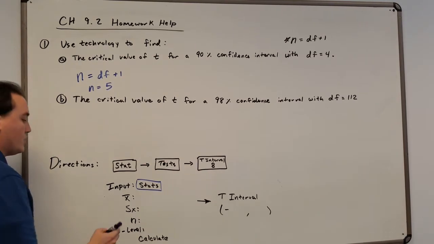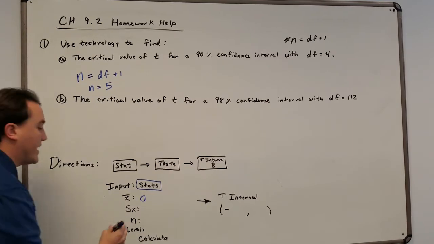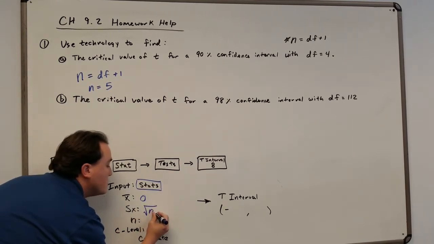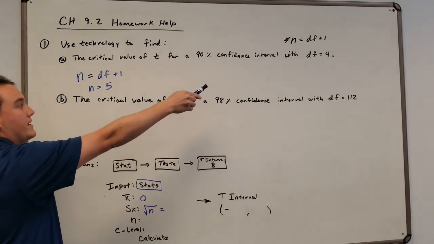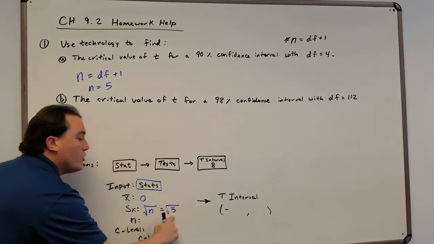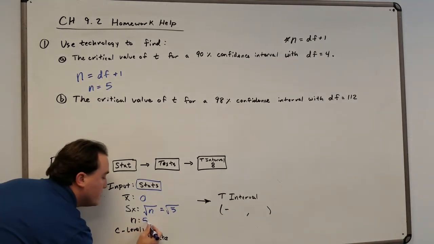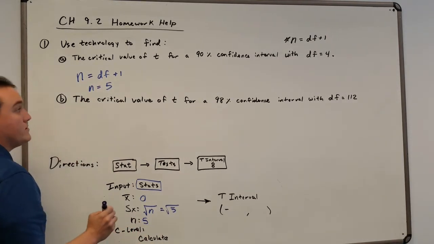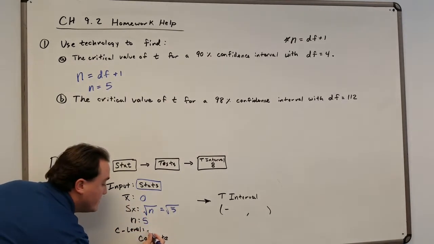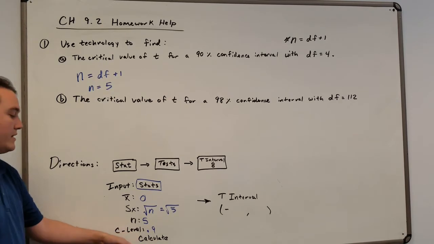okay? So the mean is 0, the standard deviation is gonna be the square root of n, and that's why we add 1 to that number, so the n we're using is 5. Once you scroll off of this, it turns into the decimal form. And then n is 5. Our C level as a decimal is 0.9 or 0.90. And then you hit calculate, right?